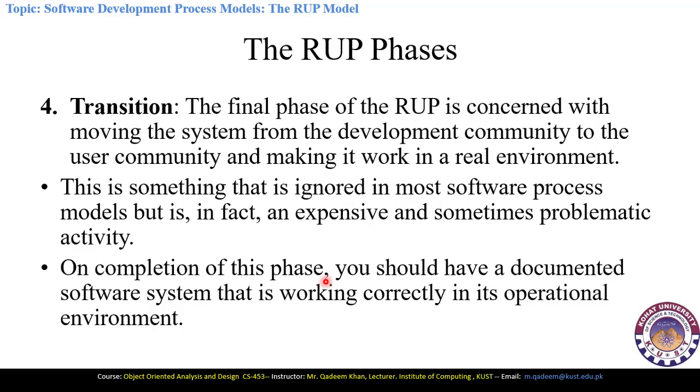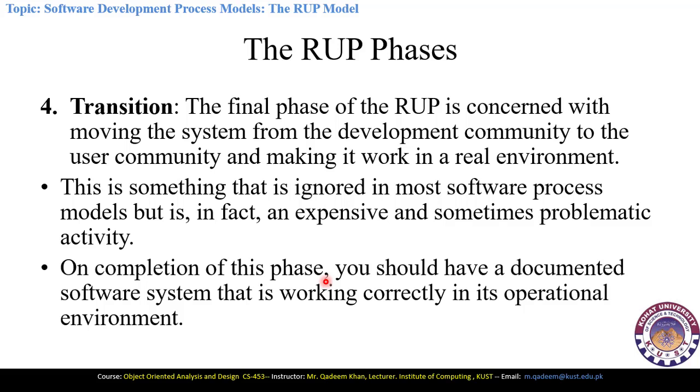The fourth phase is the transition phase of the rational unified process model. In this phase, which is mostly the final phase in many rational unified process models, it is concerned with moving the system from the development community to the end users community and making it in such a suitable format that it will be ready to work in the user environment.